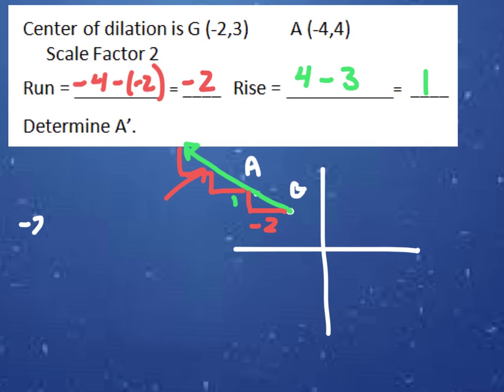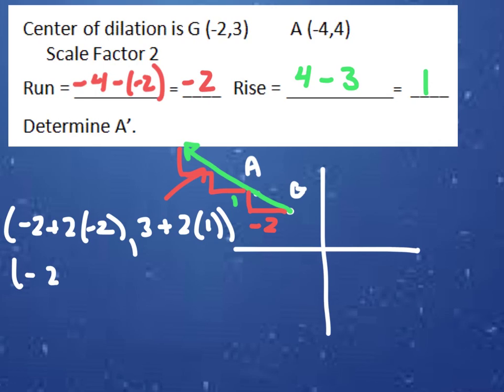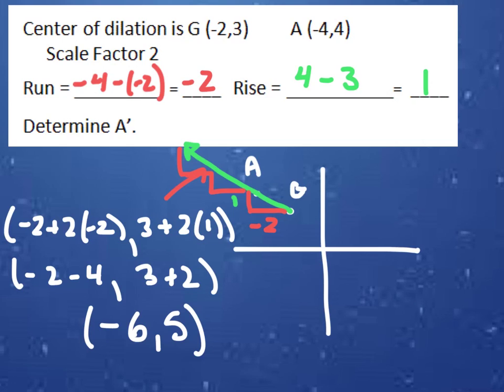If we're at -2 as an X value, and we do 2 runs of -2, and if we are at 3 for our Y value, and we do 2 rises of 1, we will end up, well, let's do it in 2 steps, -2 minus 4, and 3 plus 2, we would end up at -6 and 5. Now just think about that, if that makes sense to you.